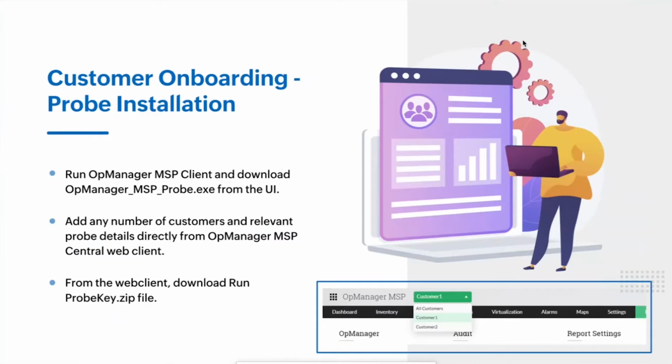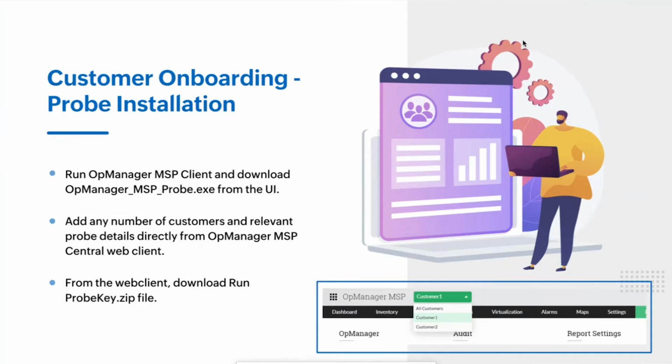Let's see how to onboard our client's network via probe. The first step is to provide the probe from the official OpManager MSP website. You can download it from there, or you can also download it from the central UI. OpManager MSP allows you to add any number of client networks to your central and multiple probes to a single client. You can add the customer and the probe details on the central UI without much effort.